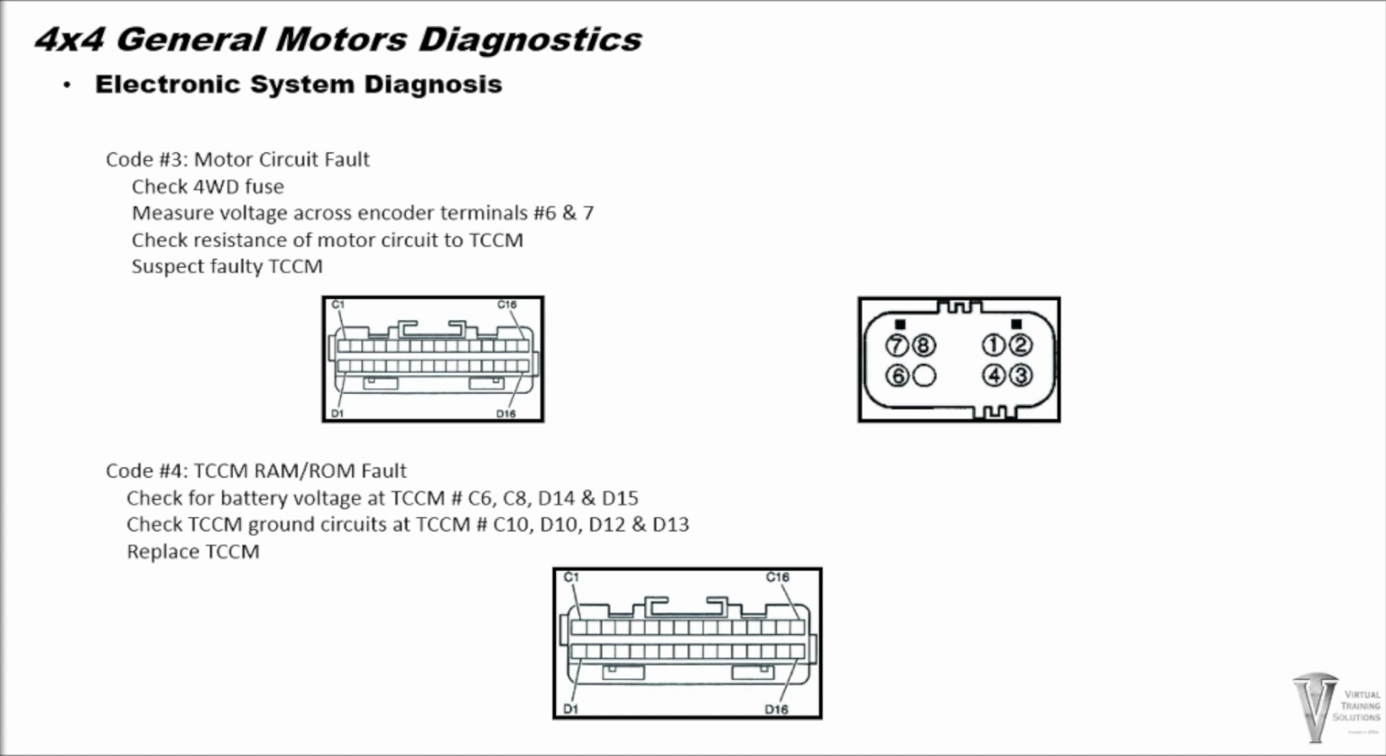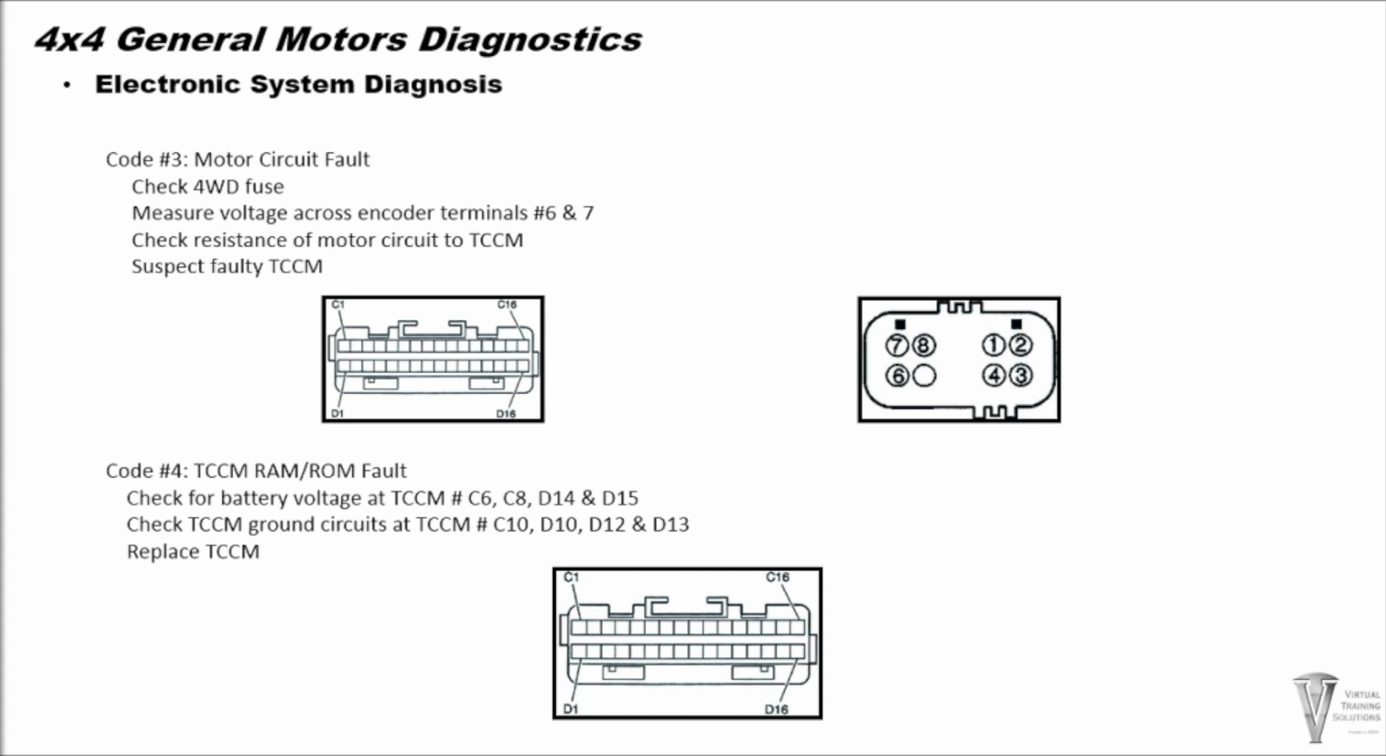If the voltage alternates from positive to negative, replace the encoder motor assembly. If the voltage does not alternate from positive to negative, check the motor control circuits going back to the Transfer Case Control Module. If the motor control circuits are good, suspect a faulty Transfer Case Control Module.